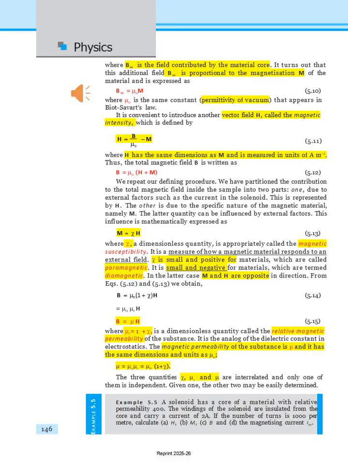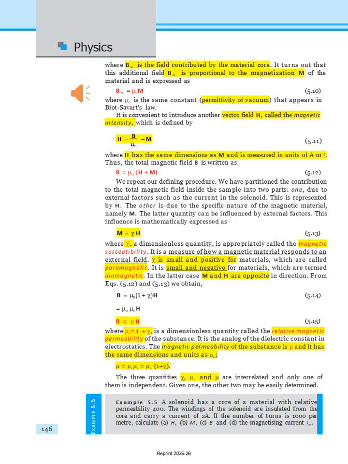We repeat our defining procedure. We have partitioned the contribution to the total magnetic field inside the sample into two parts. One is due to external factors such as the current in the solenoid. This is represented by H. The other is due to the specific nature of the magnetic material, namely M. The latter quantity can be influenced by external factors. This influence is mathematically expressed as M is equal to chi H, 5.13, where chi, a dimensionless quantity, is appropriately called the magnetic susceptibility. It is a measure of how a magnetic material responds to an external field.